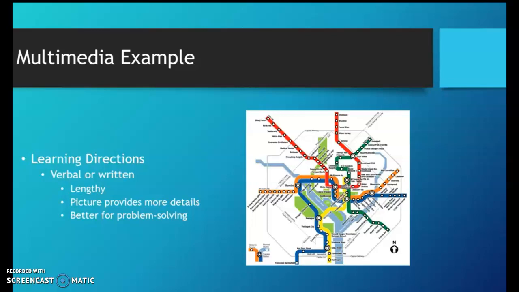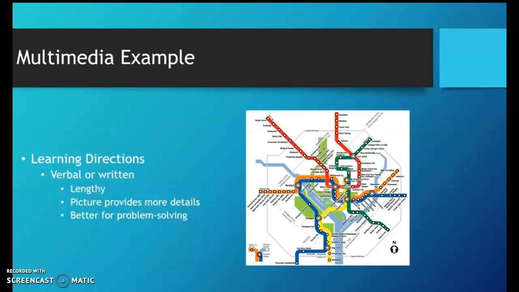If someone's just giving you that verbally or written down, it's a very small amount of information. If you were to describe what's on this picture here, the map of the metro, it would be very lengthy, whereas you can see right away all the stops and also the different lines, like this orange line, this red line. And the picture would definitely help with problem solving because it provides more details.